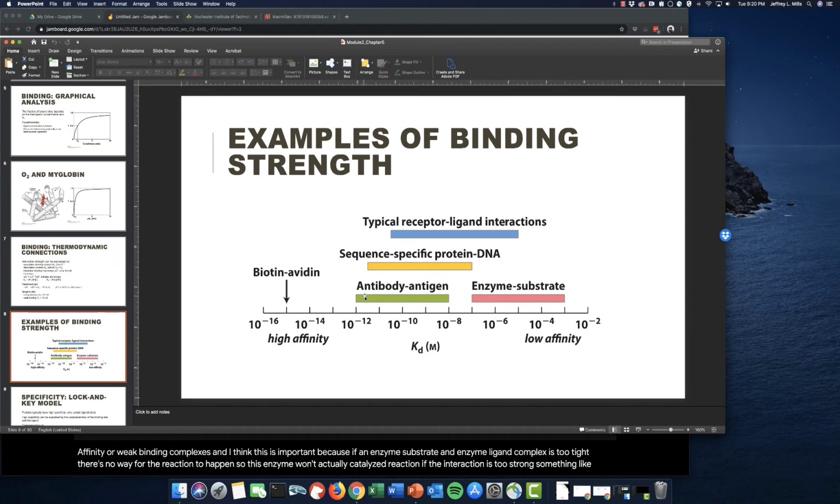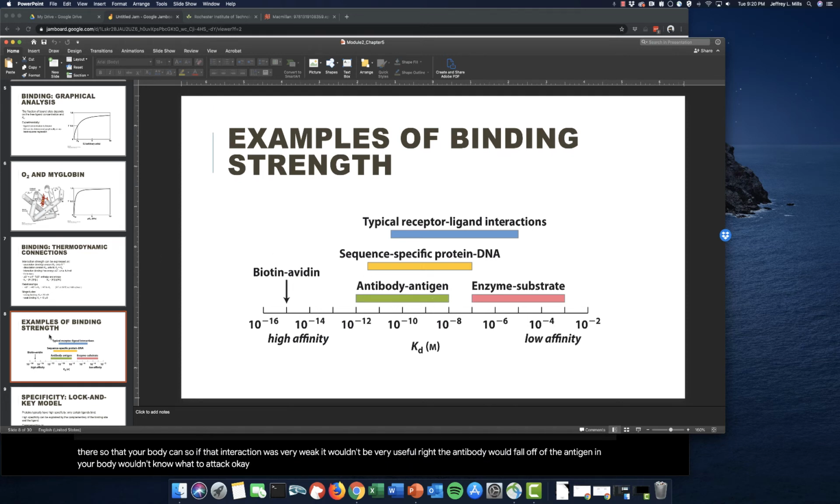Something like an antibody and its antigen, on the other hand, has a very strong binding affinity, 10 to the minus 12, 10 to the minus 9, somewhere in that range. And that's important because the whole idea of an antibody is to grab onto something in your body that shouldn't be there so that your body can then identify it and attack it. So if that interaction was very weak, it wouldn't be very useful, right? The antibody would fall off of the antigen and your body wouldn't know what to attack.